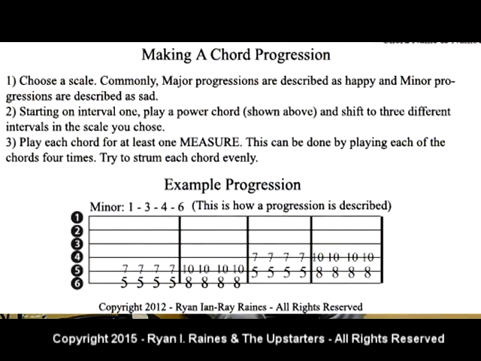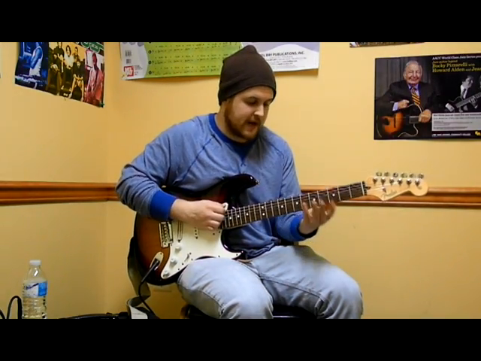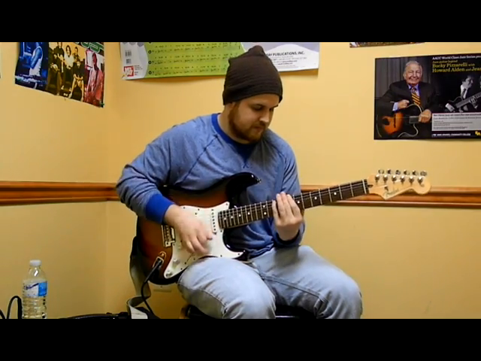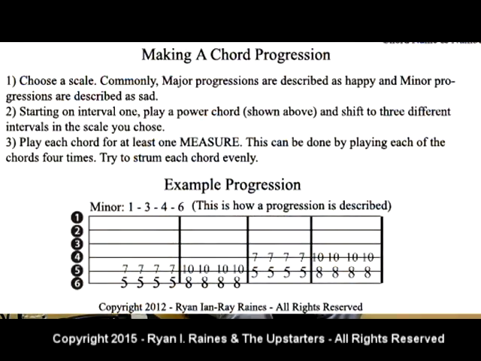Now that we've played every power chord in both keys, let's talk about making our own progression. There are basically 3 steps to doing this. First step is the easiest. You choose which key you're going to use. Major is happy. Minor is not. Step 2 is to start on the first interval in either key.